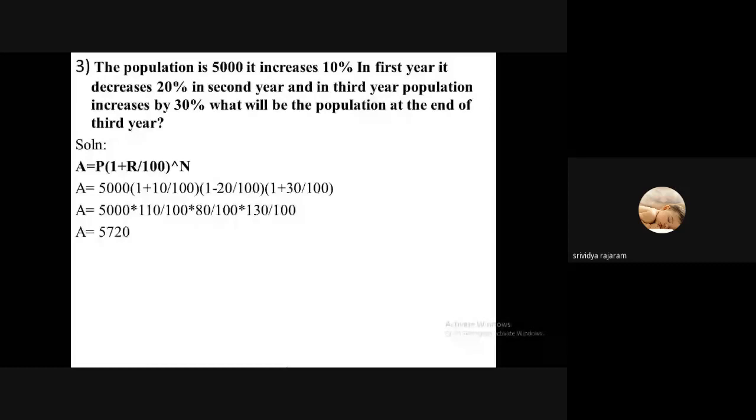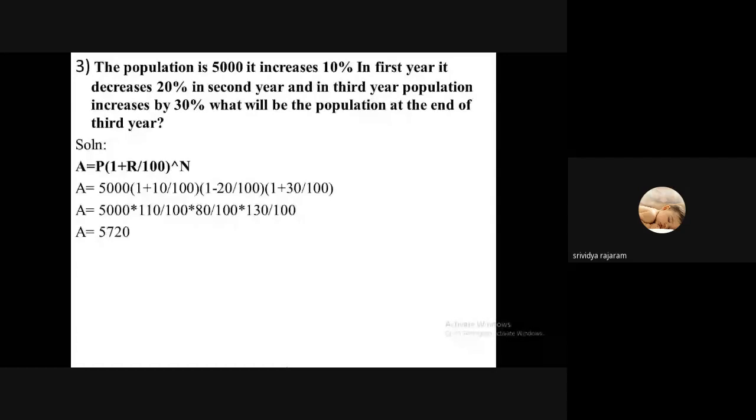Okay. So that's all up to compound interest or simple interest based on population. For example, in questions or in aptitude, they'll be giving a mixture of simple interest and compound interest problems only, right? They will not give simple interest problems alone, or compound interest problems alone. They will give both simple interest and compound interest problems as a whole.